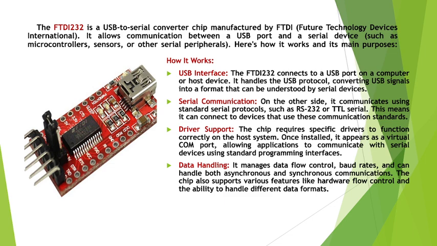The FTDI-232 connects to a USB port on a computer or host device. It handles the USB protocol, converting USB signals into a format that can be understood by serial devices. Serial communication. On the other side, it communicates using standard serial protocols such as RS-232 or TTL serial. This means it can connect to devices that use these communication standards.